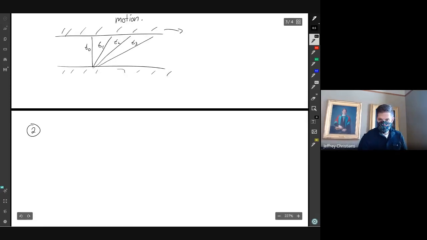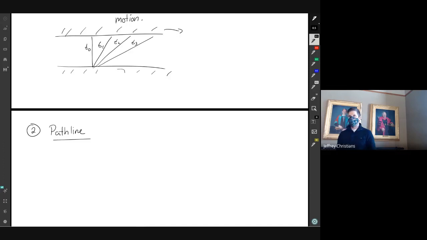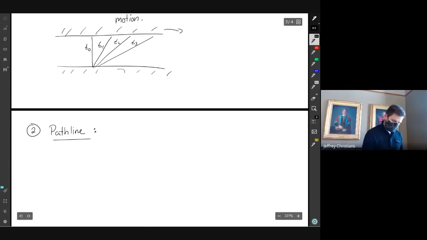Number two, we'll call it the path line. And this section of notes, I promise, will get screwed up later in this class, but we'll keep coming back to talking about this stuff, because we do need common language and pictures to be able to describe that. So a path line, here's the definition. It's a path or a trajectory of a fluid particle.